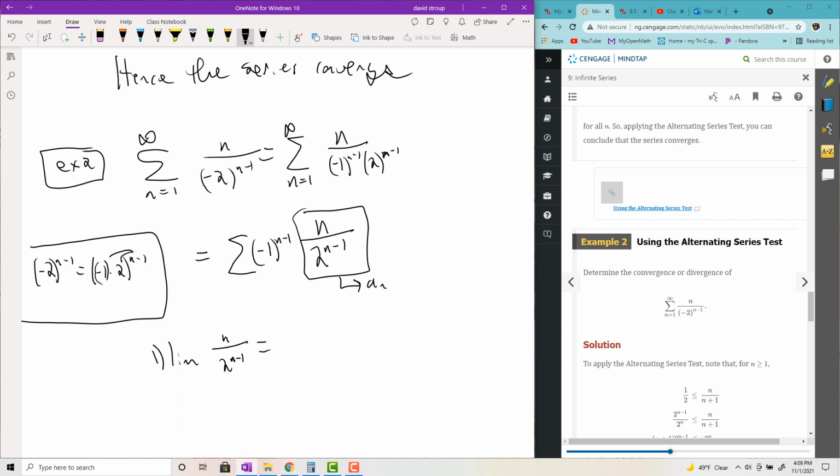This is infinity over infinity, so you could do L'Hopital's. So the derivative of n is 1. The derivative of 2 to the n minus 1 is 2 to the n minus 1 ln of 2. And of course that will just equal 0 as n goes to infinity.